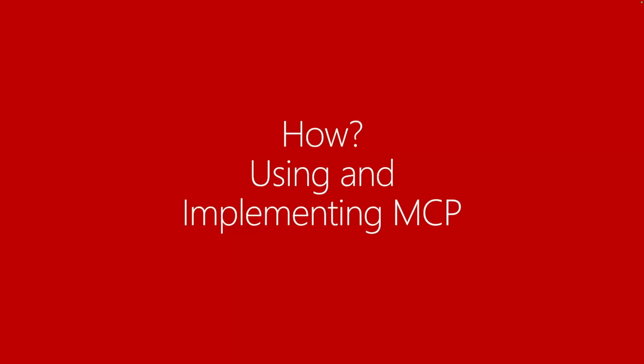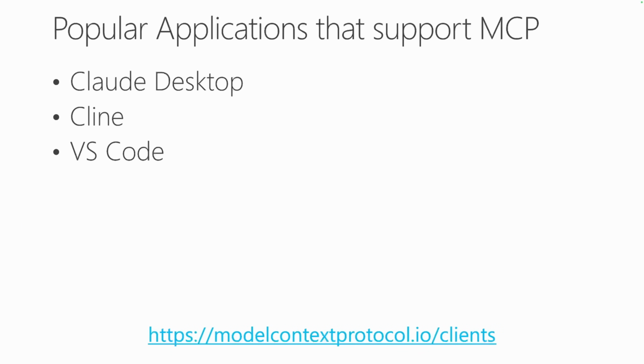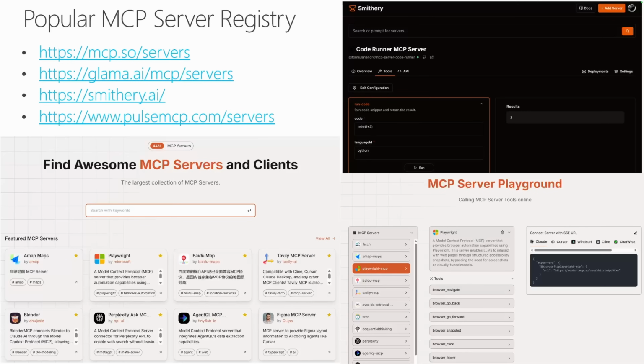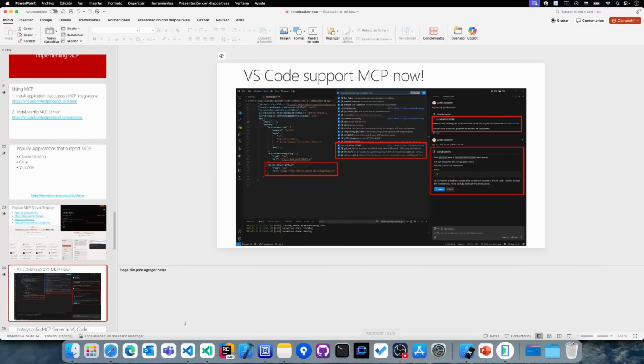So how can we use an MCP? The first step is to install an application that supports MCP integrations. We are going to see later in this link all the available applications that we can use, and then we can install and configure an MCP server. There are several MCP servers, so let's take a quick look. We have used several applications like Claude Desktop, Cline, or VS Code. There are several MCP servers that we can use, and VS Code already supports MCP now. So let's take a quick look at all these.